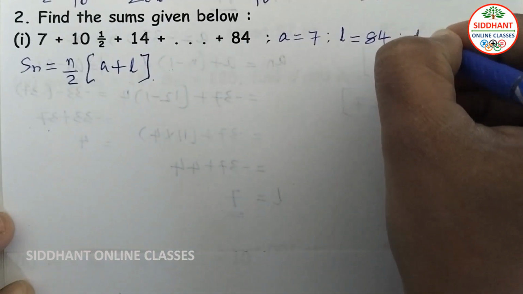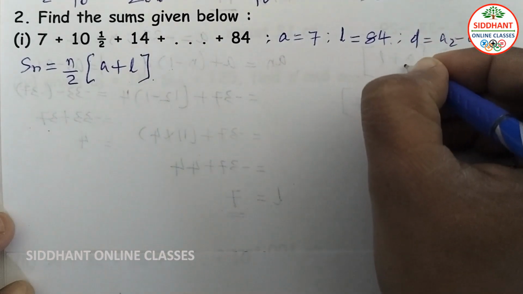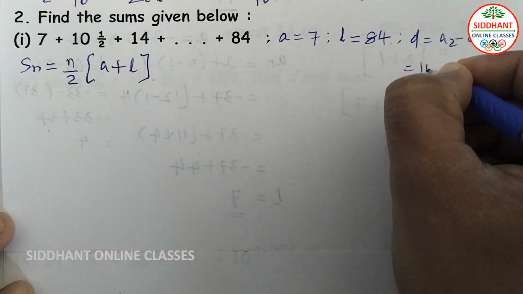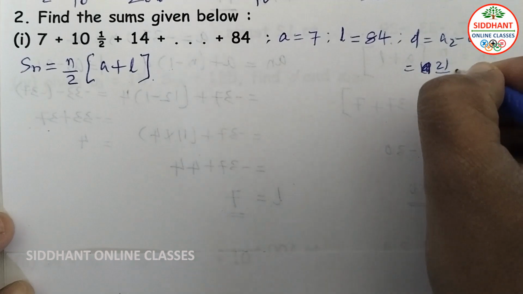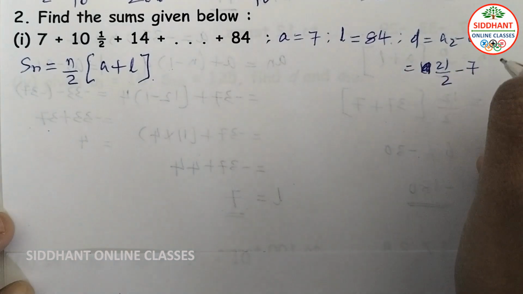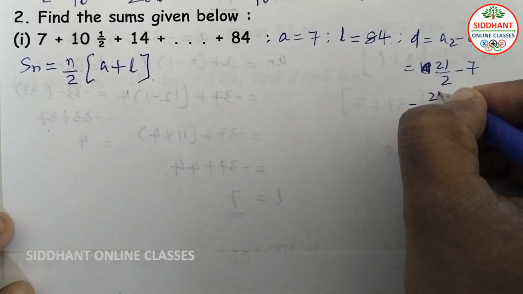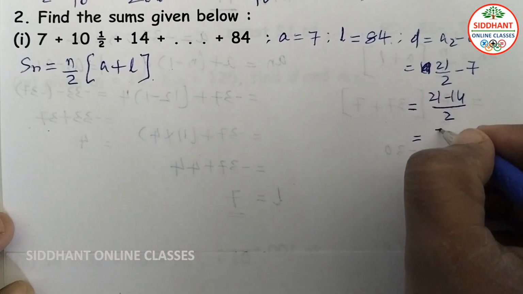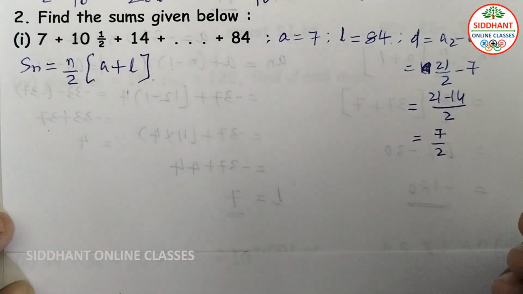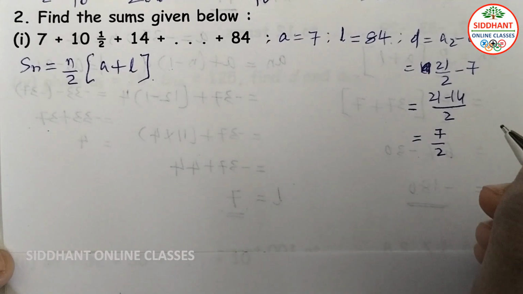So now d, how much? d is equal to a2 minus a1. That equals 10 1 by 2, which is 21 by 2, minus 7. That equals 21 minus 14 over 2, which is 7 by 2. So d, the common difference, is 7 by 2.